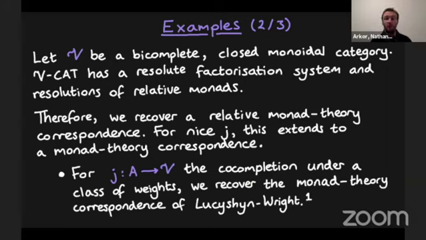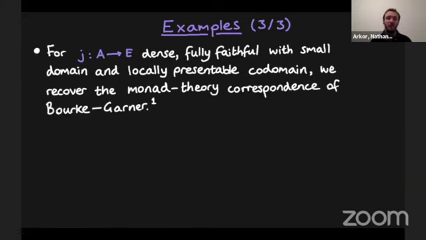In this case, we recover the relative monad theory correspondence. So essentially in all settings, we have a relative monad theory correspondence. They're essentially the same thing. And when J is nice, this extends to a monad theory correspondence. So in particular, when we take J to be the co-completion under a class of weights for V, we recover the monad theory correspondence of Lucyshyn-Wright. And when we take J to be a dense fully faithful functor with small domain and locally presentable codomain, we recover the monad theory correspondence of Berger and Garner. So although this 2-categorical setting may seem very abstract, we can actually use it to deduce general correspondences in concrete settings that we're interested in.